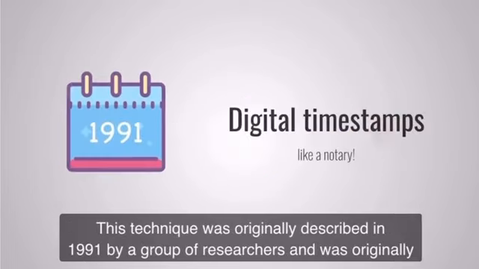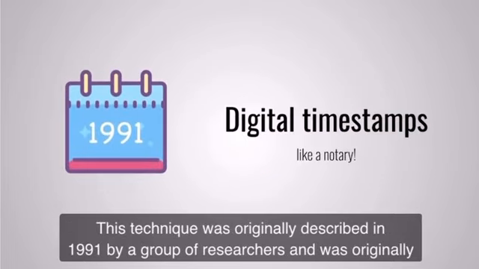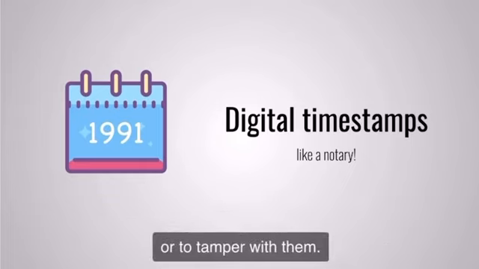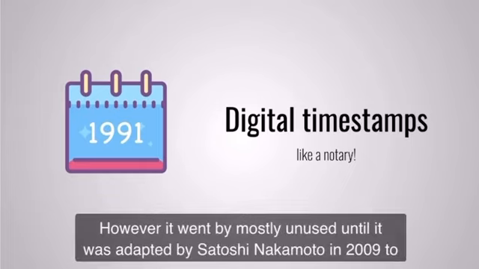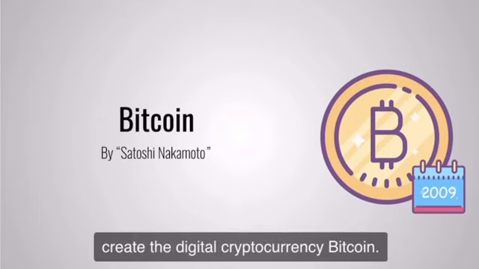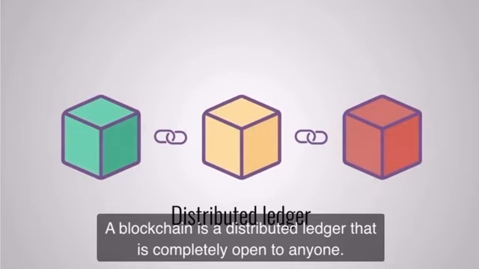This technique was originally described in 1991 by a group of researchers and was originally intended to timestamp digital documents so that it's not possible to backdate them or to tamper with them, almost like a notary. However, it went by mostly unused until it was adapted by Satoshi Nakamoto in 2009 to create the digital cryptocurrency Bitcoin. Now, a blockchain is a distributed ledger that is completely open to anyone.